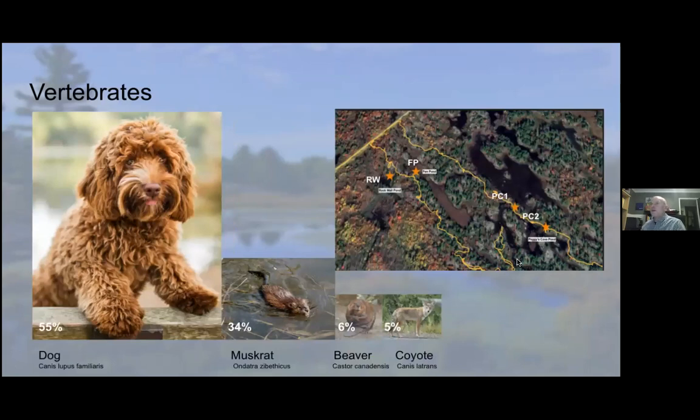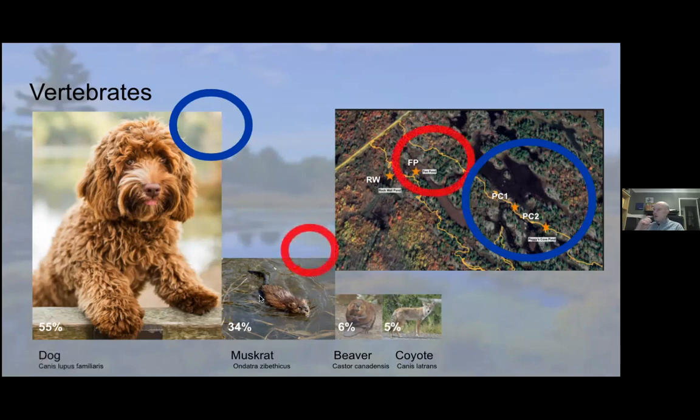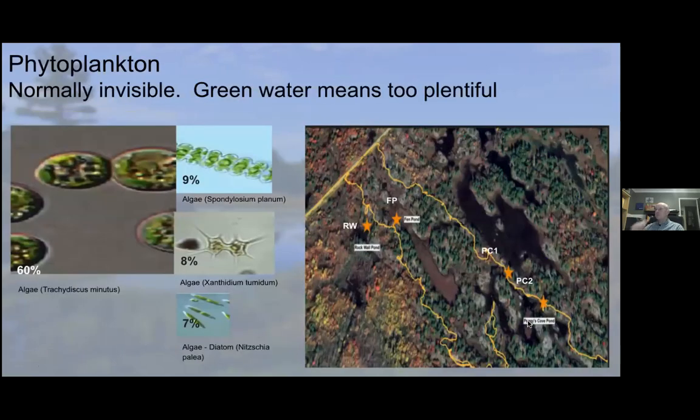So let's start off with our vertebrates. I'm a bit sad to report that the dogs accounted for the highest percentage concentration of DNA in the vertebrate category. So 100% DNA match at 55% of the abundance. The muskrat was 34% of the DNA for vertebrates, and it was found in Fen Pond. Beavers, much less, and the coyotes also much less in terms of abundance. These were both slightly less than 100% matches, and I'll talk about those dogs a little bit more later on.